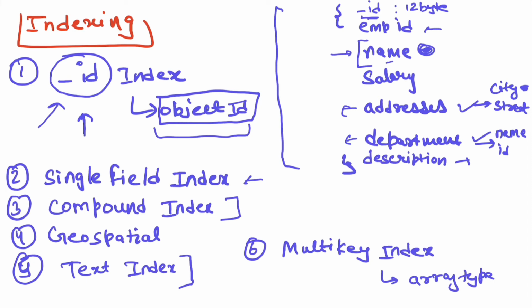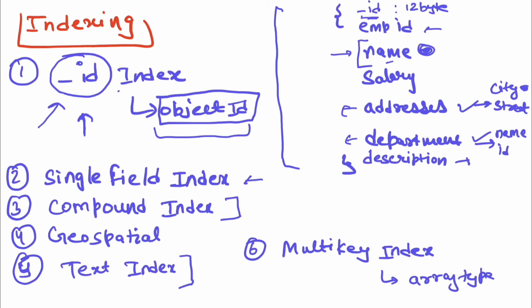So we talked about multiple indexes: the default ID index, then the single field index, compound index, geospatial index, text index, and in the last, the multikey index. These are all the indexes which you can define on your documents. You can create the indexes, and you can drop the indexes also. Both operations are supported within MongoDB.